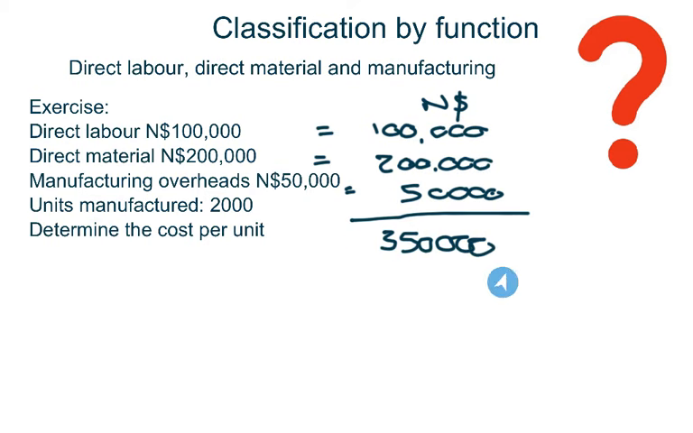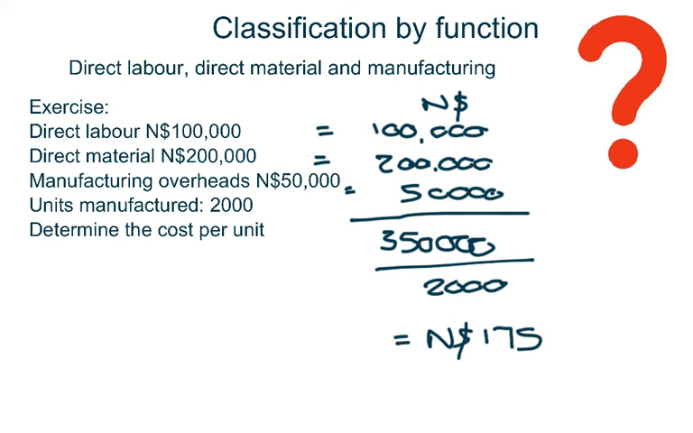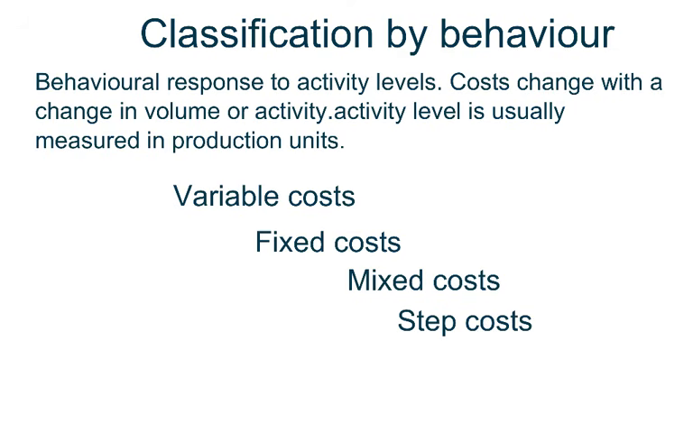Now, if I take the 350,000 and I divide it by my number of units, which is 2,000, then I will get to a total cost of 175 Namibian dollar per unit. So this is telling me to produce or manufacture 1 unit will cost me 175 Namibian dollar. We can also classify our cost according to behavior, and that is telling us that costs change with a change in volume or activity. So when the activity levels is going up, the cost will go up. When the activity levels is going down, the cost will also go down.